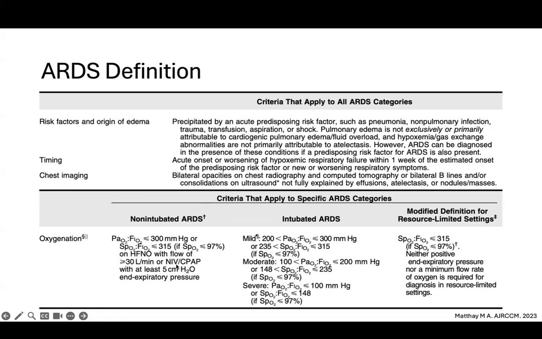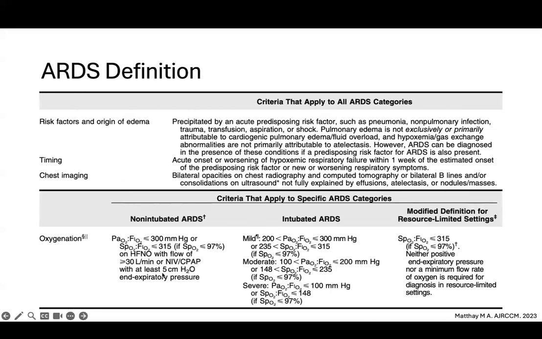Then you have non-intubated ARDS patients. In non-intubated ARDS patients, they have now included HFNC with a flow rate of more than 30 liters per minute, or NIV or CPAP with at least 5 centimeters of water end-expiratory pressure. And again, you have a PF ratio and SF ratio to define ARDS. Now, what is important here is that this kind of removes the standardization of ARDS, especially in intubated ARDS, where you're measuring all these PF ratios with a PEEP of 5.